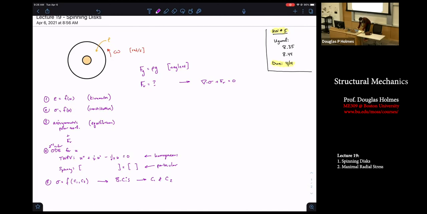And the final thing I'd like you to do is to determine where the radial stress is the largest. At what r?